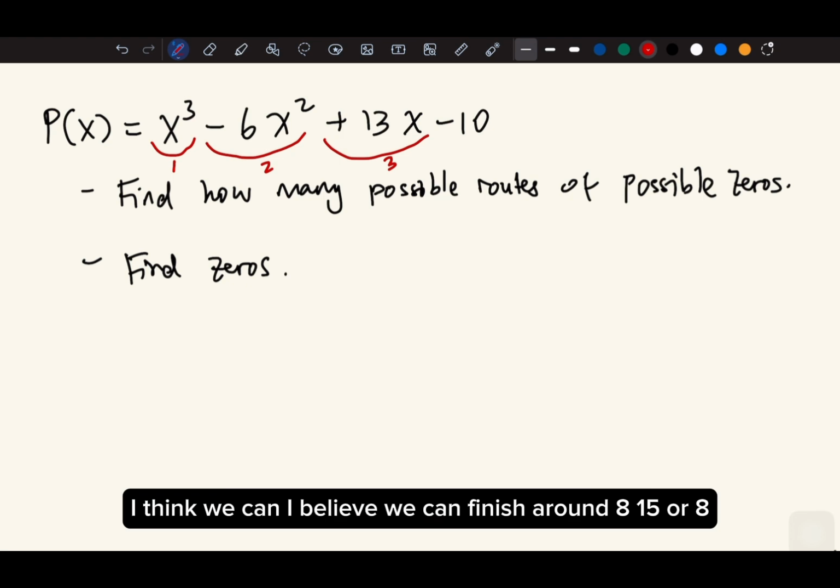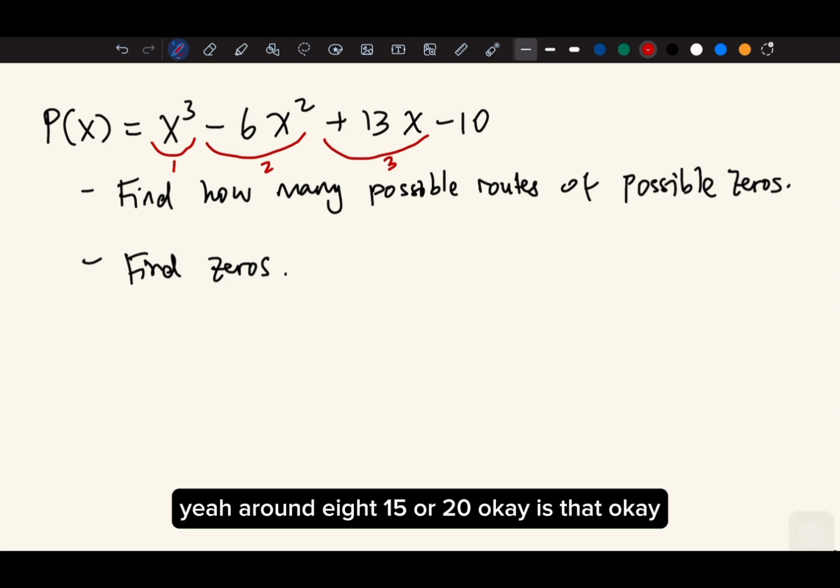I believe we can finish around 8:15 or 8:20. Okay, is that okay?